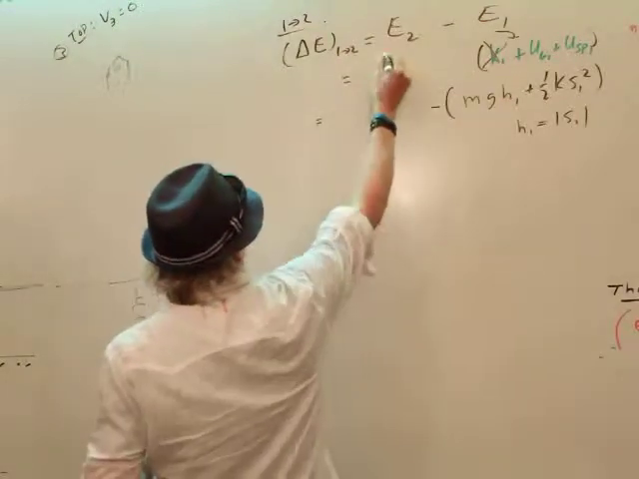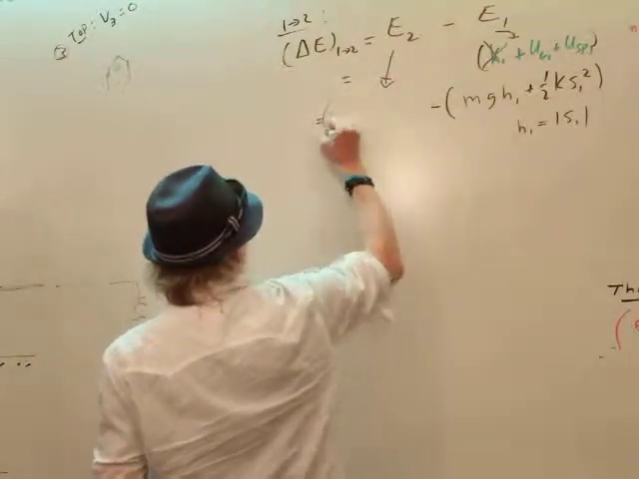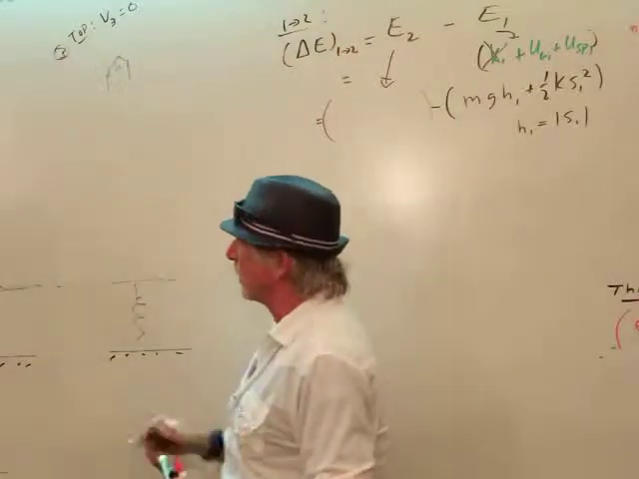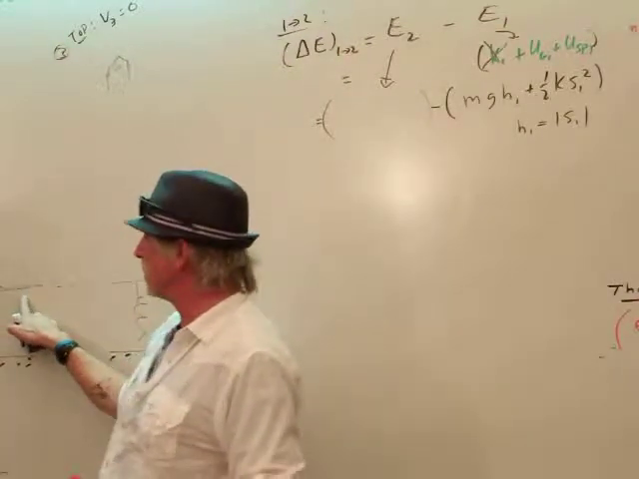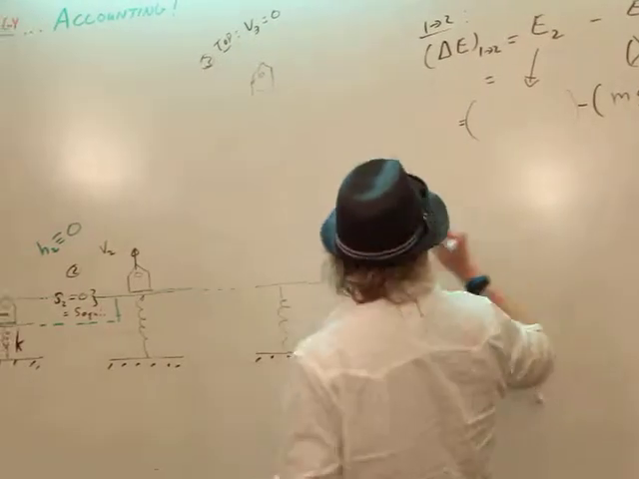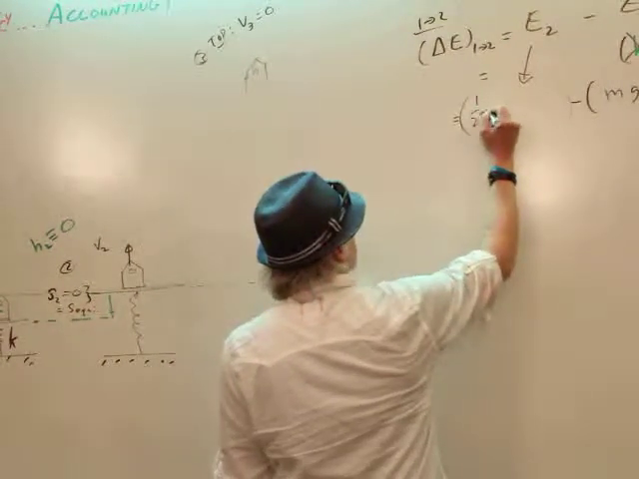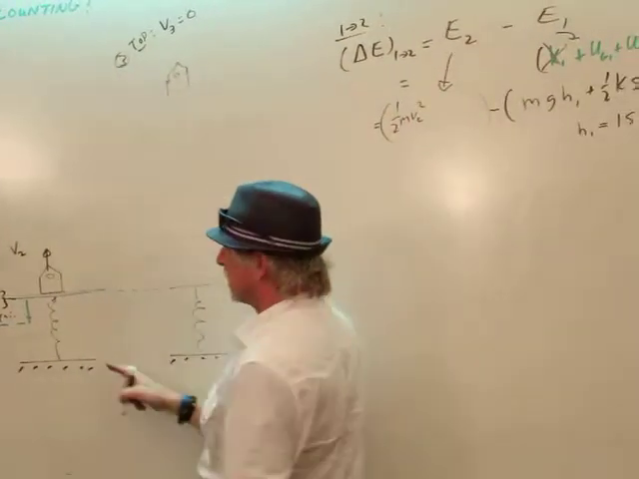And what do I have at E2? Just look. Again, not from memory, it'll just short circuit your brain. At state 2, I have kinetic energy, 1/2 mv2 squared.